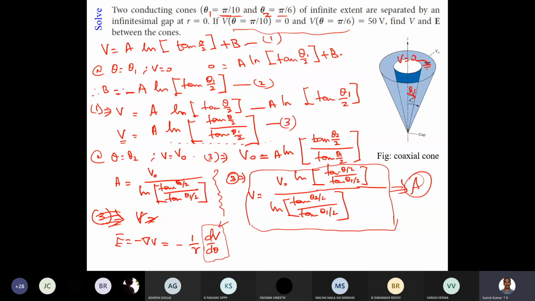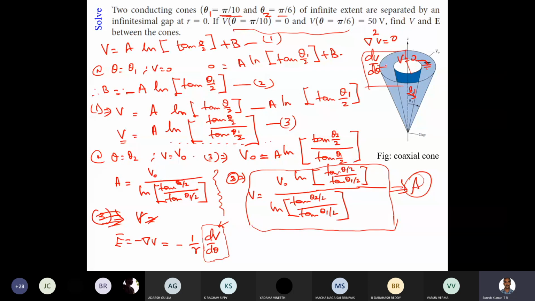So this term should be there already. We have already calculated this term dV by d theta, because initially you have the second order differential equation, the del square V equal to 0. After integrating one time, you got the dV by d theta term. So you can use that equation dV by d theta. Already the term was there, so you can use that term instead of differentiating equation A.